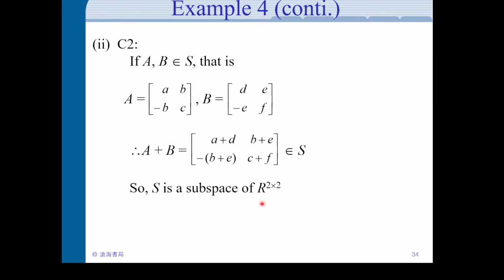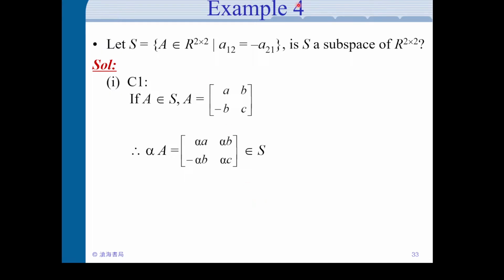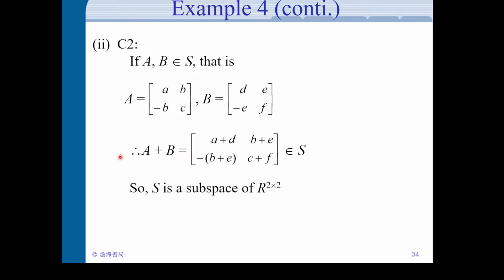Okay, so here are some examples of subspace. I think this is quite straightforward. You are given some subset, and sometimes they are given as rules, and you just check the scalar multiplication and addition. You see whether S is closed under scalar multiplication and addition, and then you will see whether S is a subspace of your parent vector space V. Okay, so this is the idea of subspace.